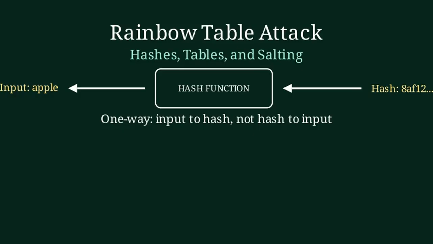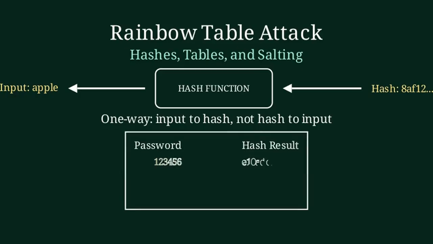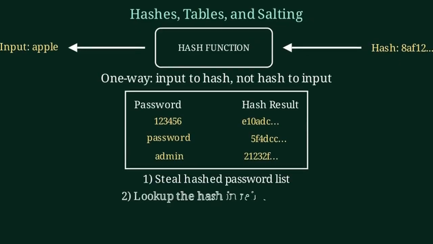A rainbow table is a huge, precomputed list of passwords and their hashes. Instead of guessing and hashing during the attack, the attacker simply looks up the hash in the table. Let's draw a small sample. Now, let's go through the attack steps.